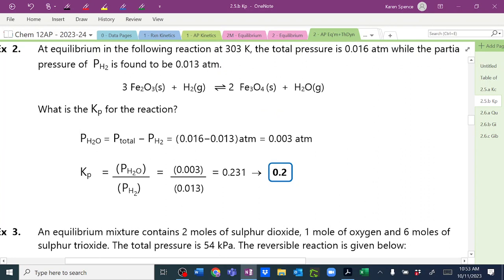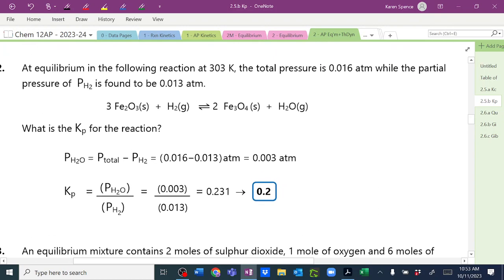Which formula? Oh, but you don't have mole fractions. Well, I guess you could say my partial pressure of H2 is 0.013 over 0.016. Is that what you did?